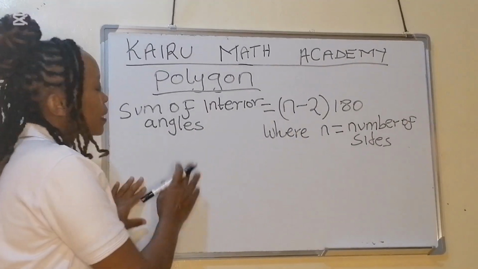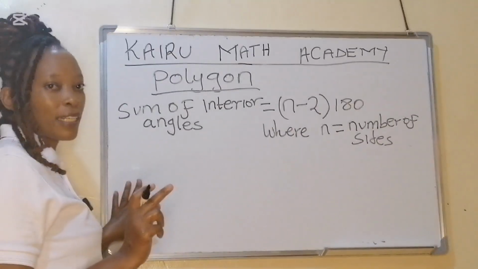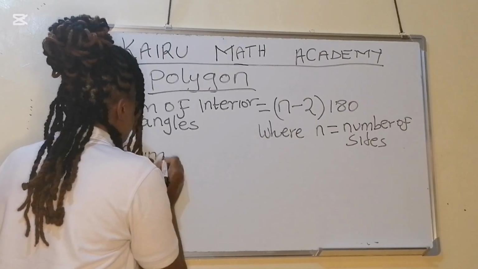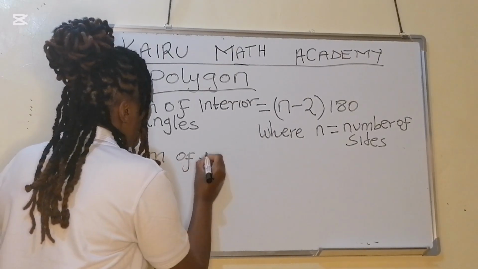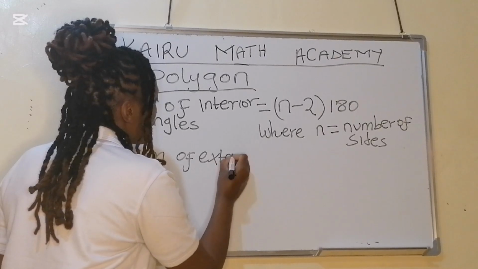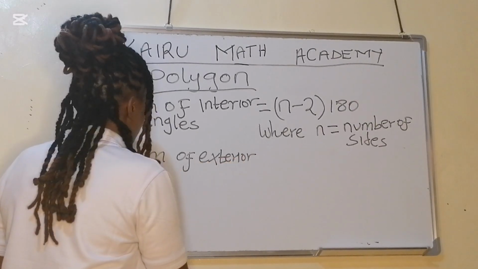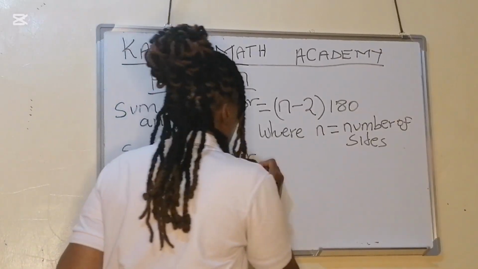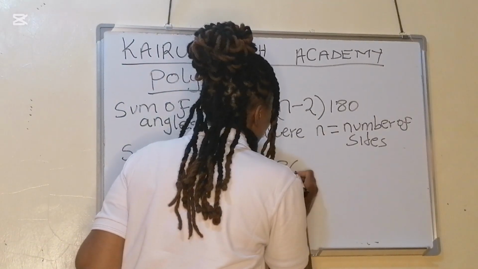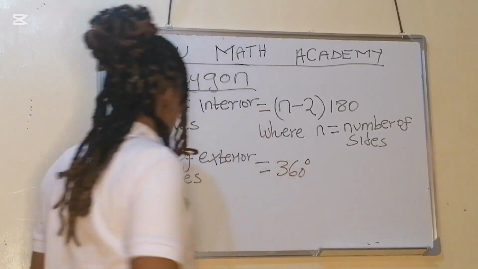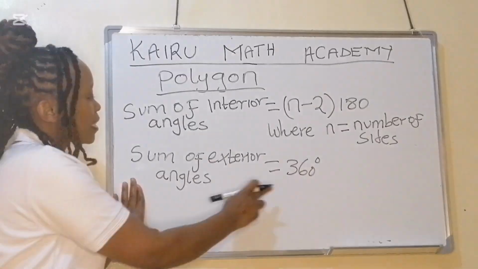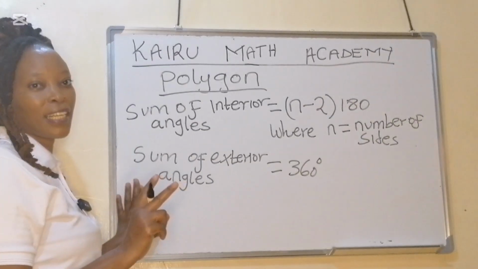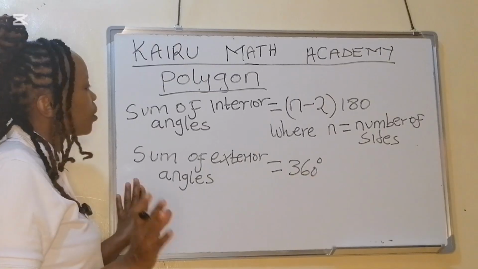Okay? So the second formula you should master is sum of exterior angles. Sum of exterior angles is equal to 360 degrees. Sum of exterior angles is 360 degrees. Okay? If you know these 2 formulas, you are good to go. You can answer any question on polygon.